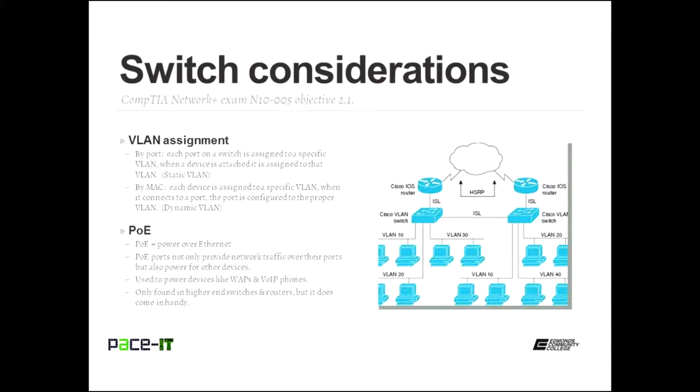Your other way of assigning VLANs is by the MAC address, the Media Access Control address. In this case, each device is assigned to a specific VLAN. When that device gets connected to a port, the port gets configured to being the proper VLAN. This way, a device can plug into any port and remain in the VLAN that it's supposed to remain in. Now, this type of VLAN is called a dynamic VLAN. They are harder to manage, but they do have some advantages, especially if you have a fairly mobile workforce. They can just take their computer with them, plug it into a port, and voila, they're connected to where they need to be connected to.